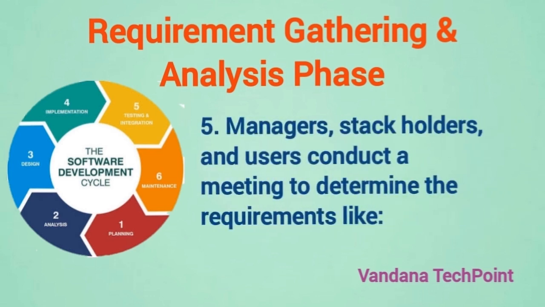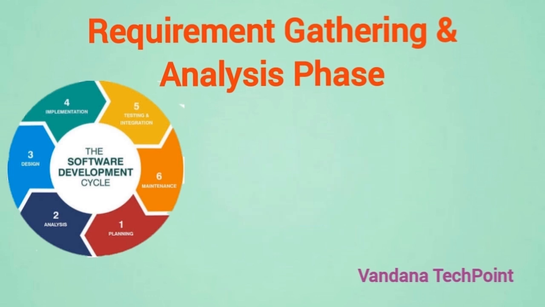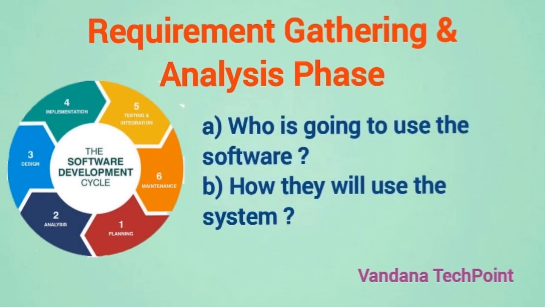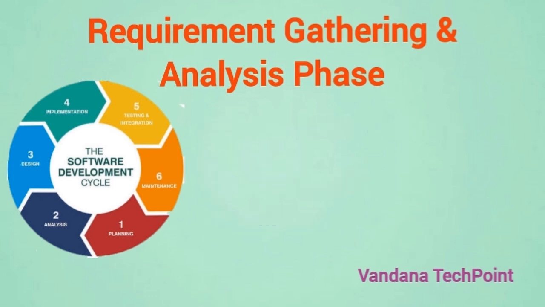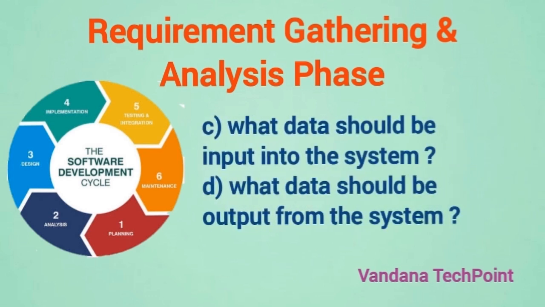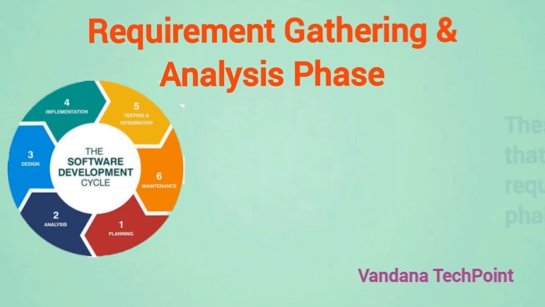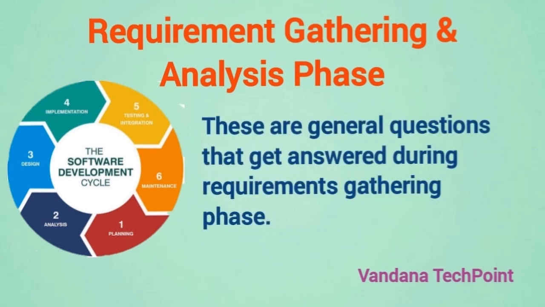Fifth, managers, stakeholders, and users conduct a meeting to determine the requirements like first, who is going to use the system, second, how they will use the system, third, what data should be input into the system, fourth, what data should be output from the system. These are the general questions that get answered during requirement gathering phase.